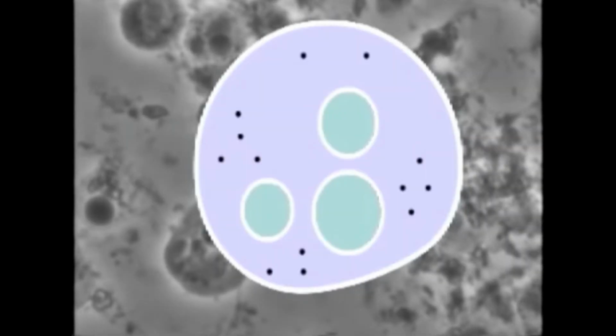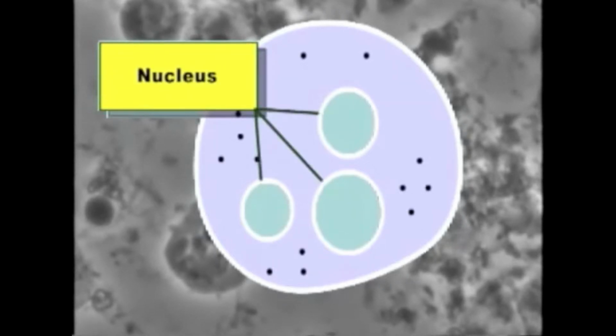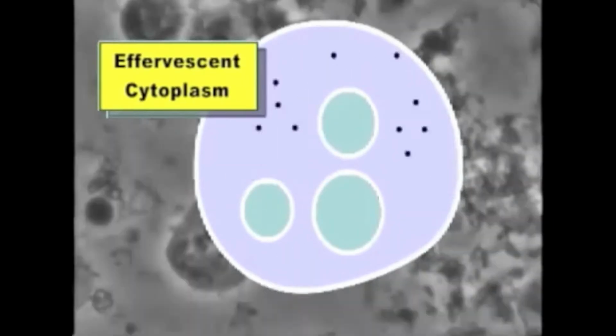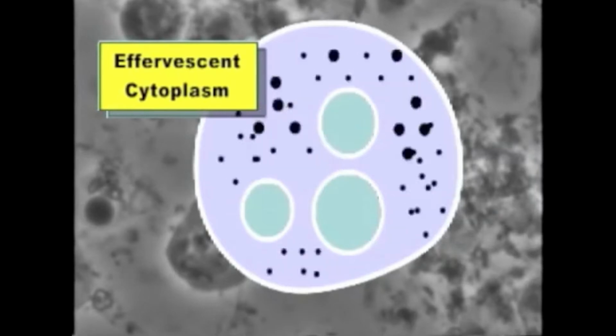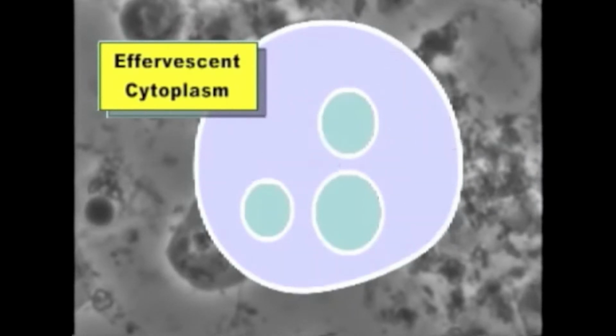This is an animation of what you're about to see in this patient's bacterial smear. This is a white blood cell, your body's defense system. It's a neutrophil with a multi-segmented nucleus. The cytoplasm of the white blood cell appears to effervesce or boil. That characteristic distinguishes the white blood cell from the really bad actors, amoebas.